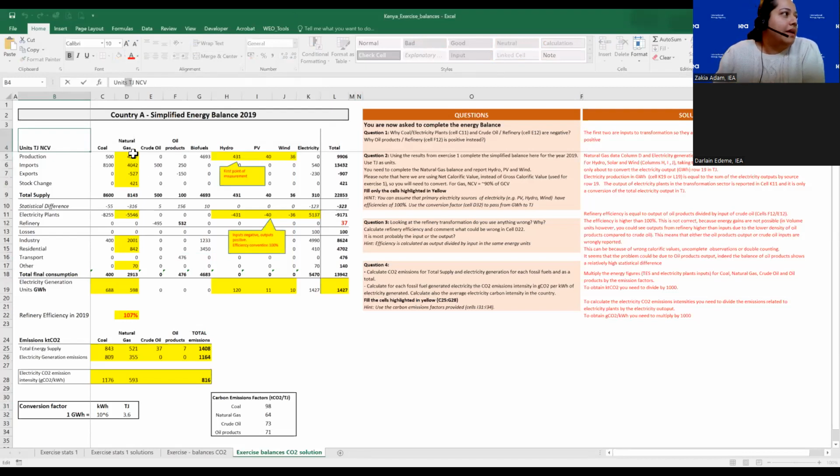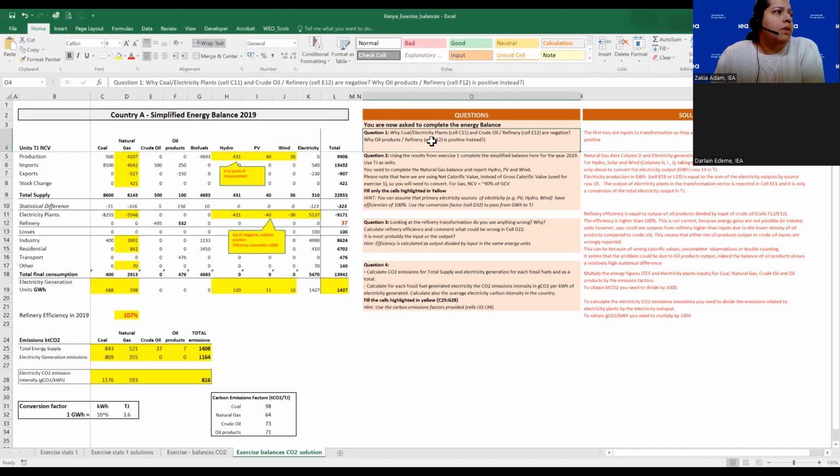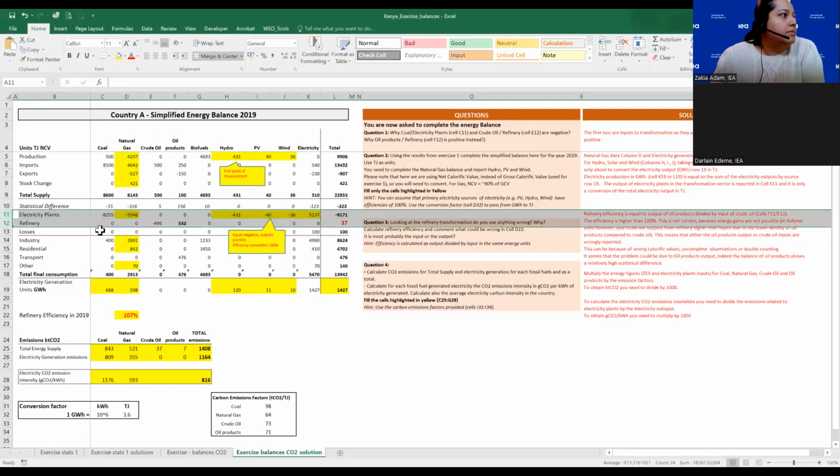So now we have these yellow cells that were empty, and we are asked to fill out some of them. So the first question is, why coal and electricity plants? So C11, why is this number here? And as well as crude oil refinery, this number, E12, negative. So why do we have in this block some negative numbers and positive numbers?